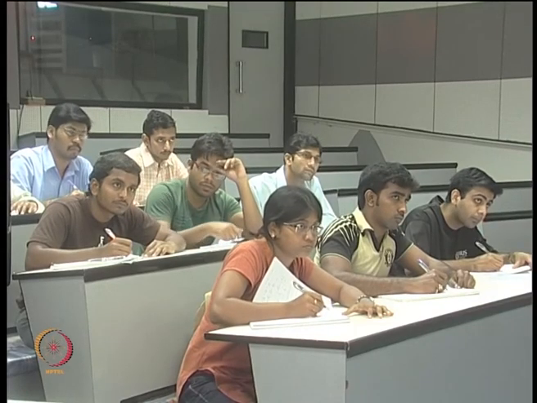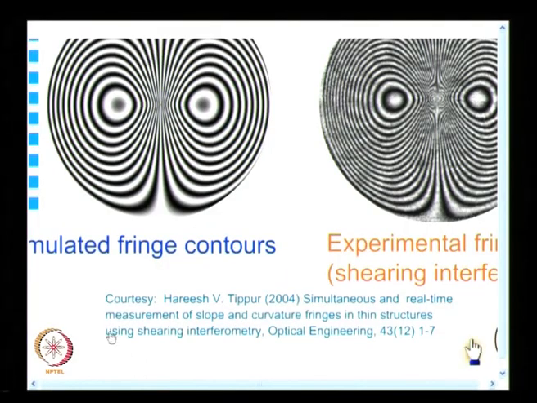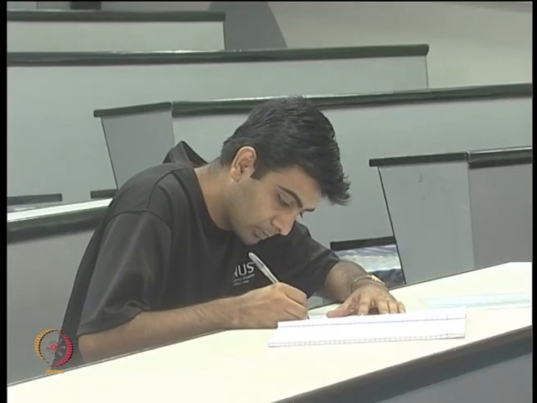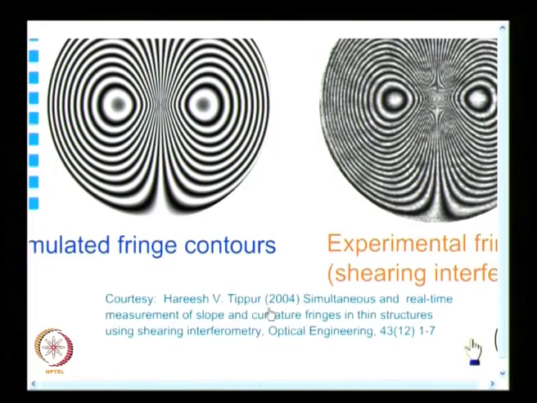He is a best friend of mine, and this has come in the Journal of Optical Engineering. You will get more details of these fringe patterns from this, and courtesy goes to Optical Engineering and the Society of Photo-Optical Instrumentation Engineers, SPIE. You can note down this reference, you could look for more details of this fringe pattern. This was a very recent work. This is on a silicon wafer. So, it is a simultaneous and real time measurement of slope and curvature.